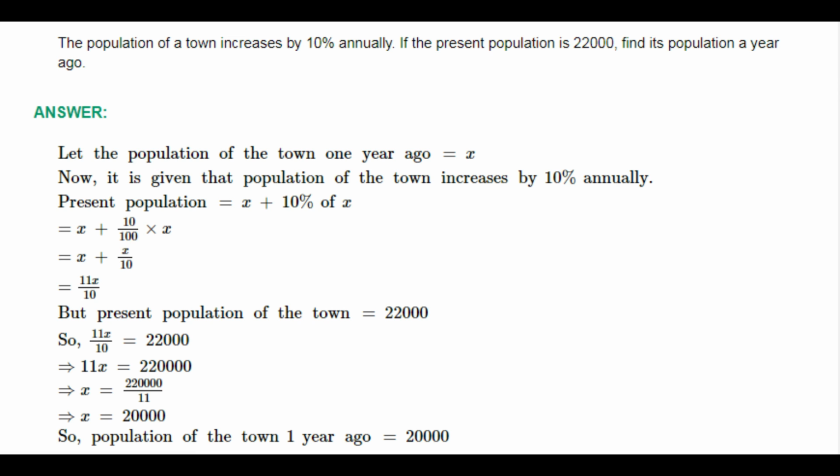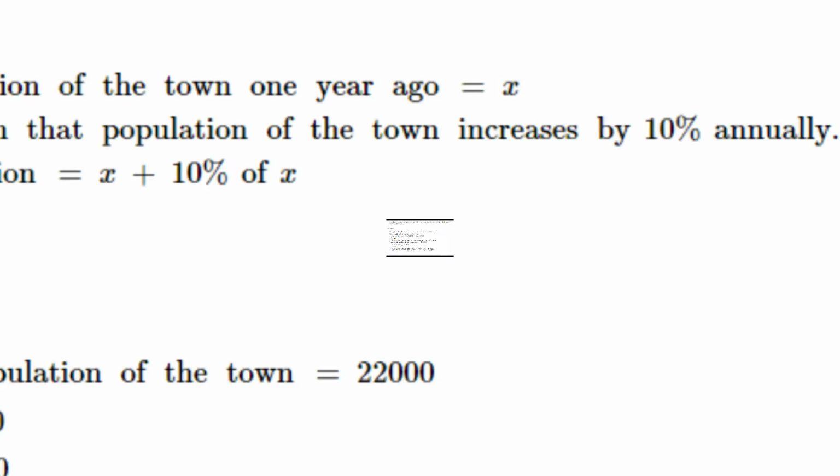After the population is increased by 10%, the present population is X plus 10% of X, right? So X is the population 1 year ago, and it is increasing by 10% of X. So X plus 10% of X is 11X by 10. That is the present population, which is given in the sum as 22,000. So 11X by 10 must equal 22,000. So we form an equation, and from this equation we find the value of X as 20,000. So the population of the town 1 year ago is 20,000.